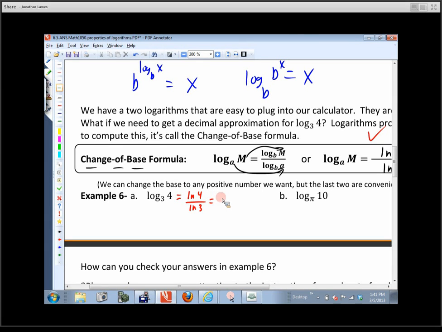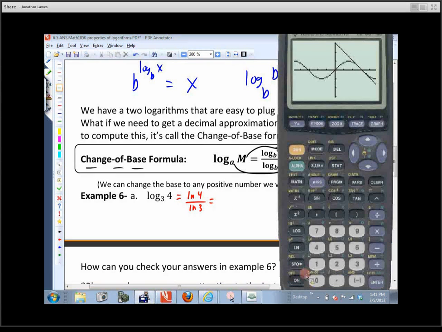Okay? So if I were to type that into the calculator, this is what it would look like. If I want to know what log base 3 of 4 is, I'm going to do the ln of 4. I've got to close the parentheses, and then divide that by the ln of 3. You don't have to close the parentheses; that closed parens would be implied there. But if I hit enter, there's the answer. Remember we said it was going to be between 1 and 2, closer to 1 than it is to 2.